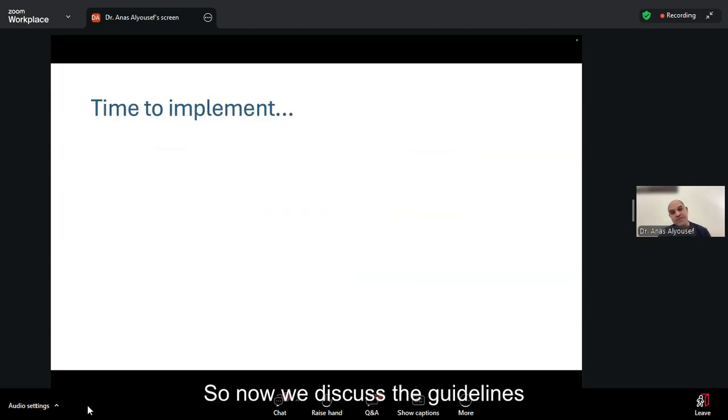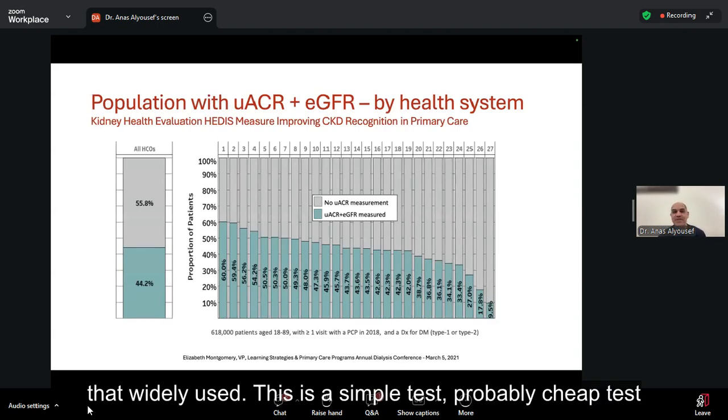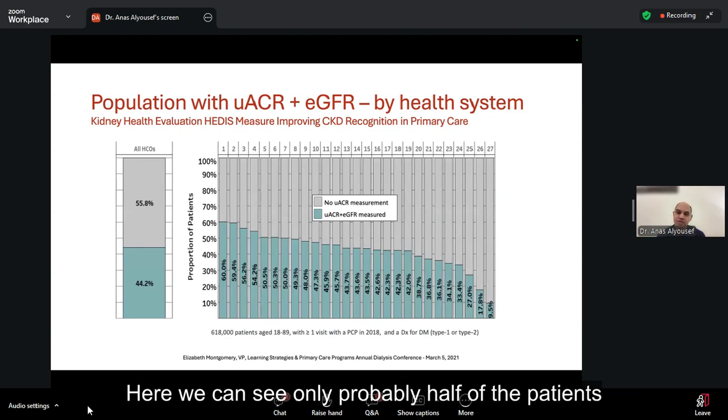So now we discussed the guidelines. Now it's time to implement. Now it's on us as physicians to apply these guidelines. So for the albuminuria, as I mentioned earlier, unfortunately, it's not that widely used. It's a simple test, probably cheap test to do to screen the patients for the albuminuria.